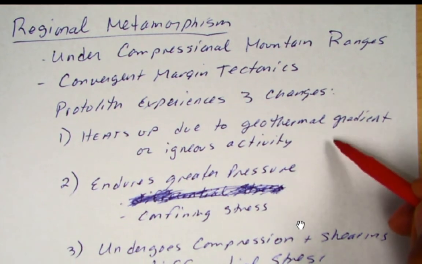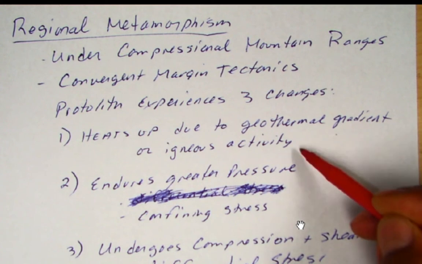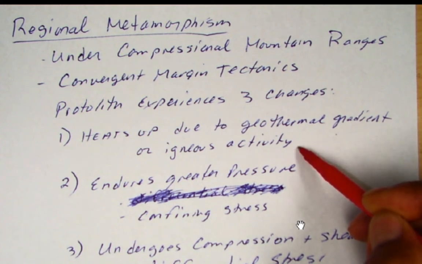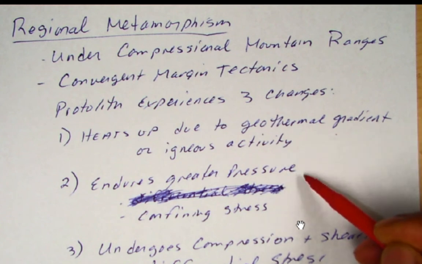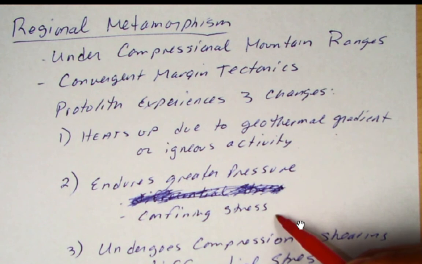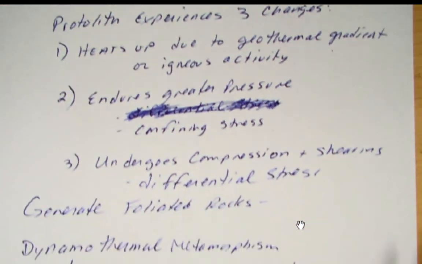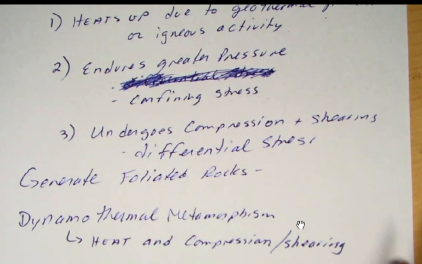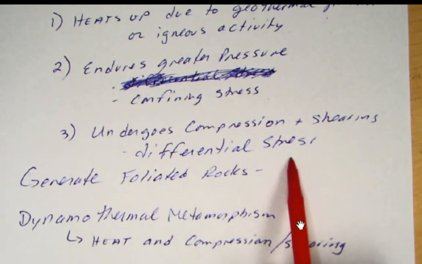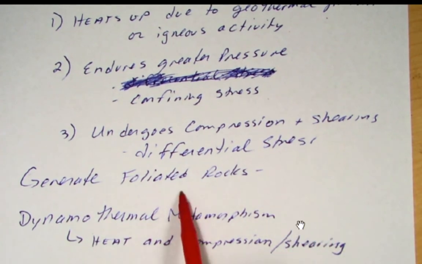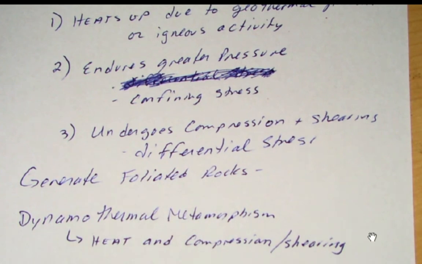So there's heat due to the geothermal gradient or the igneous activity, like the batholith, right? So proximity to a batholith could be one of these. You endure greater pressure because of Barrow, so that's a confining stress, right? Or maybe you undergo compression or shearing. Well, that's a differential stress, right? Where you get the foliated metamorphic rocks. So foliated rocks are really common to these types of regional metamorphic settings.